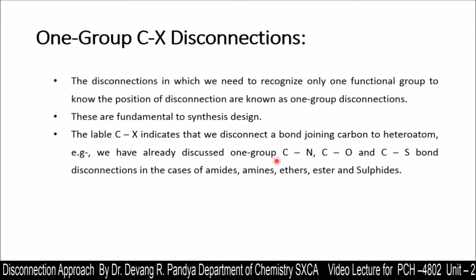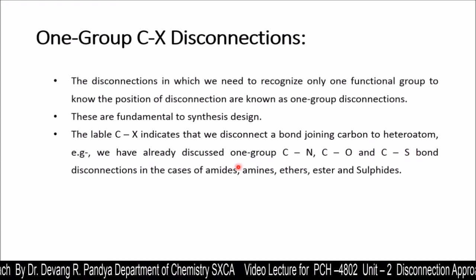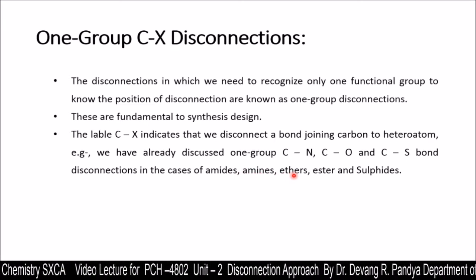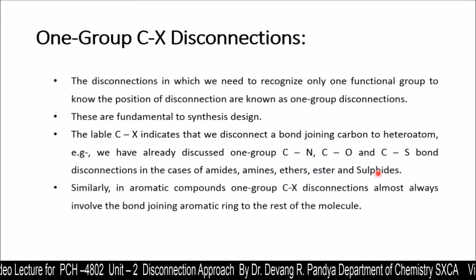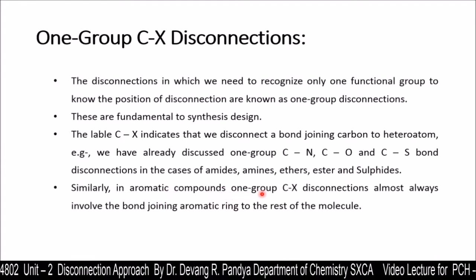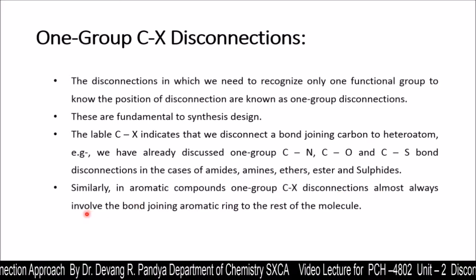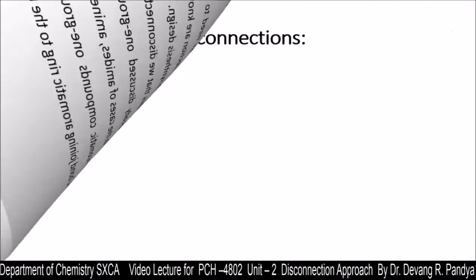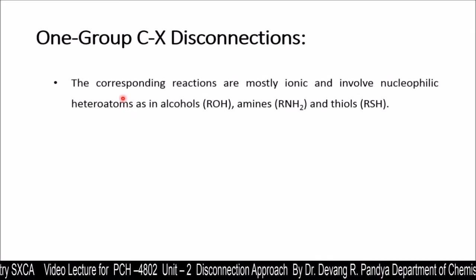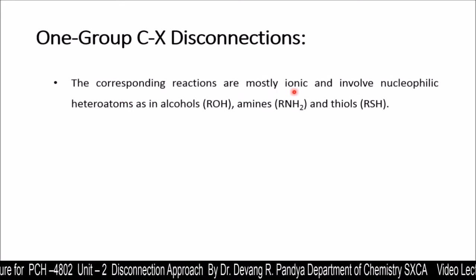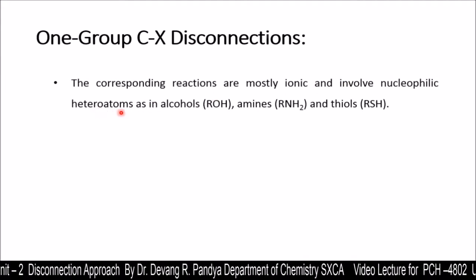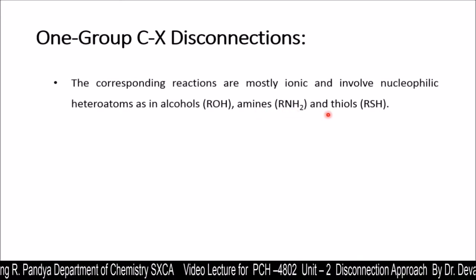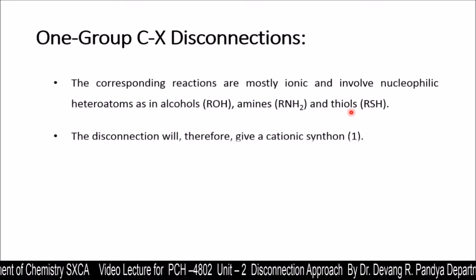We have already discussed one group C-N, C-O or C-S bond disconnections in the case of amides, amines, ethers, esters and sulfides. Similarly, in aromatic compounds, one group C-X disconnection almost always involves the bond joining the aromatic ring to the rest of the molecule. Now, the corresponding reactions are mostly ionic and involve nucleophilic heteroatoms, as in alcohols, that is ROH, amines, that is RNH2, and thiols, that is RSH.